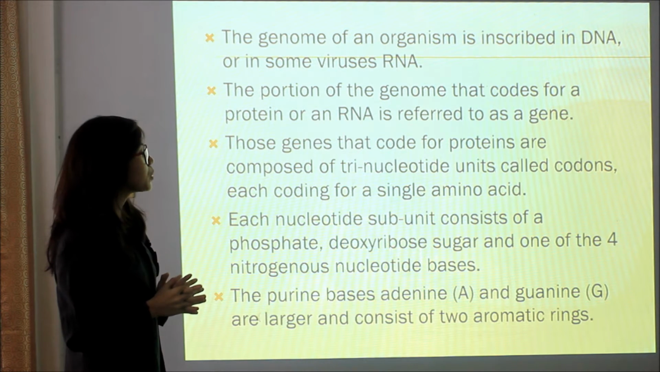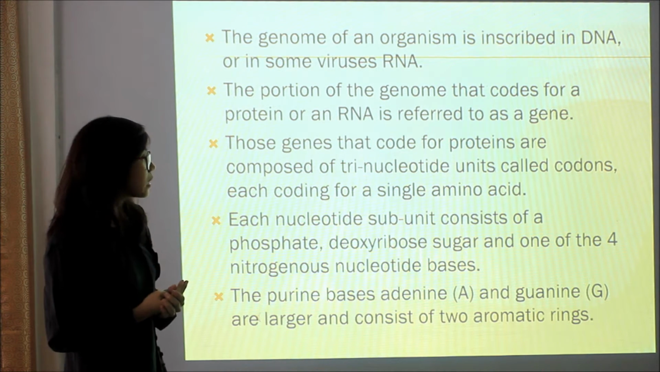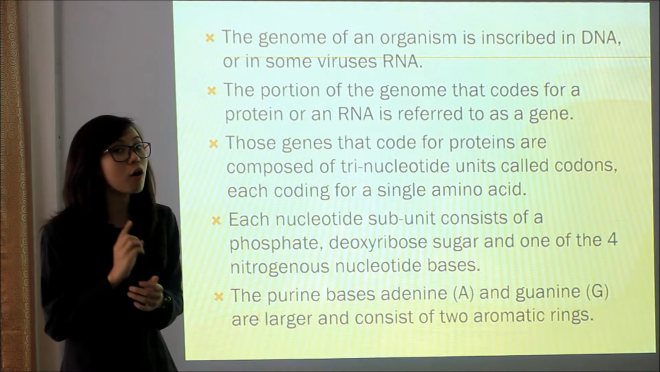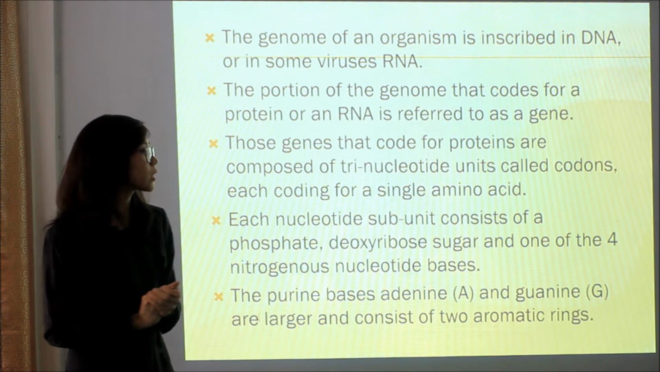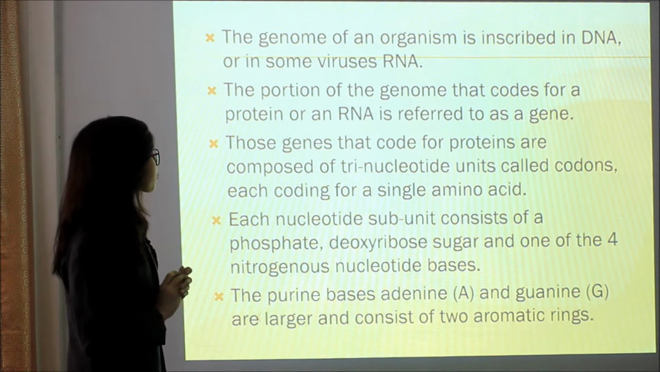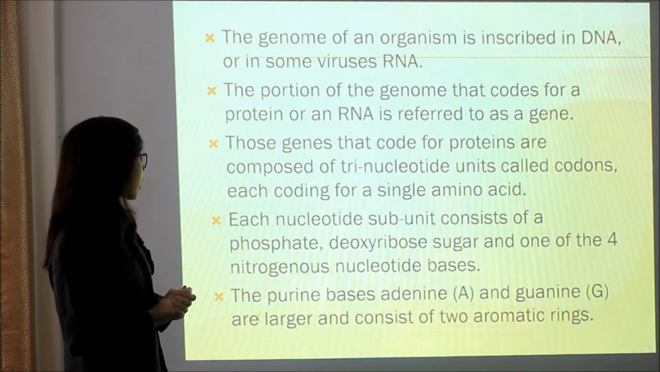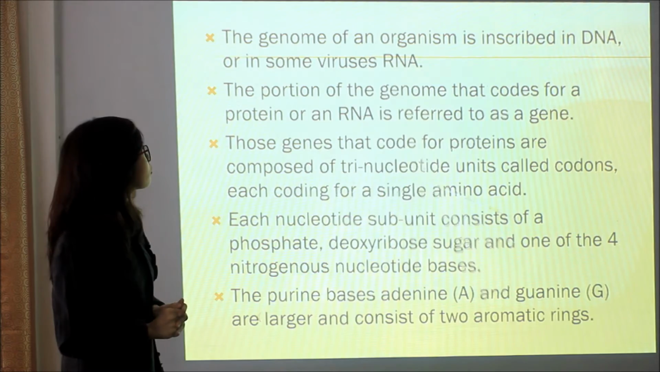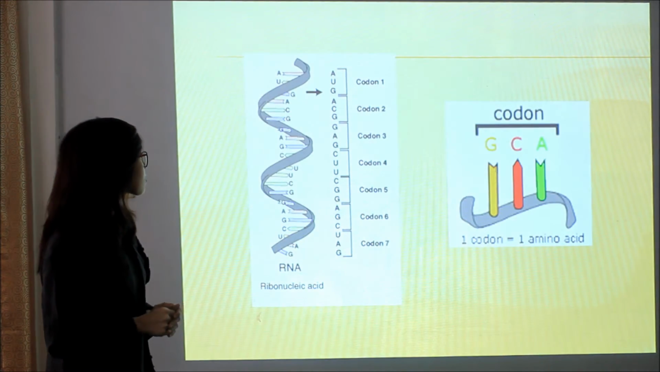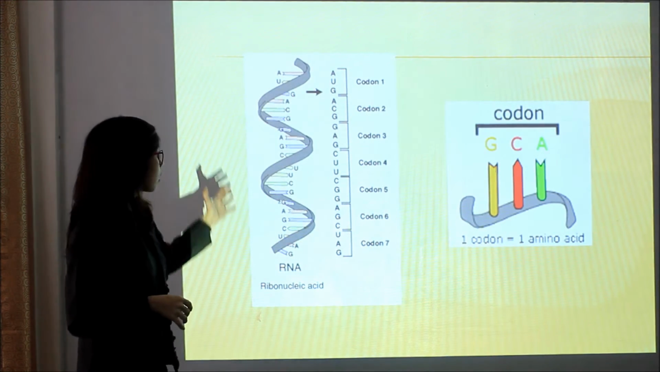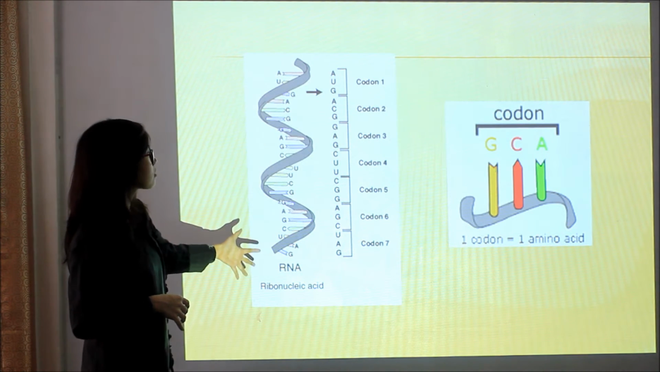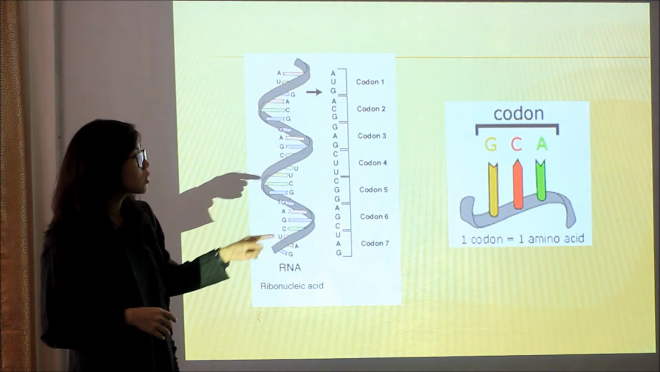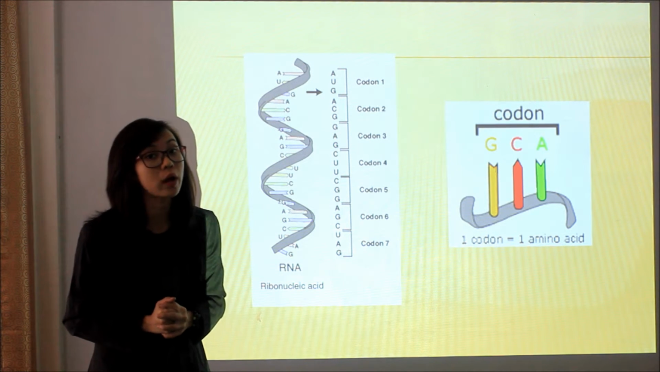Each nucleotide subunit consists of a phosphate, deoxyribose sugar, and one of the four nitrogenous nucleotide bases. The purine bases, adenine and guanine, are larger and consist of two aromatic rings. So this diagram represents the ribonucleic acid. So it has codons. And again, one codon is equal to one amino acid.